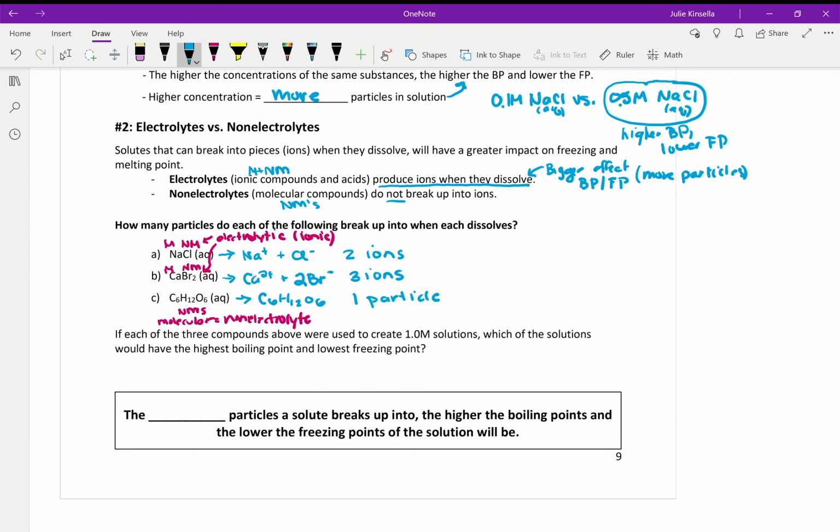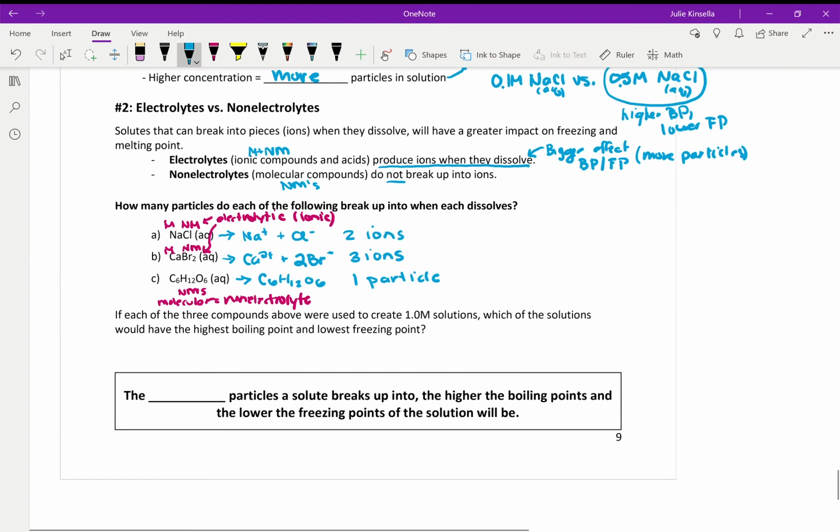Okay, so it says if each of the 3 compounds above were used to create a 1 molar solution, which would have the highest boiling point, you'd have to look through all the formulas. You'd have to see that the calcium bromide produces the most amount in solution, so it has to be your calcium bromide here.